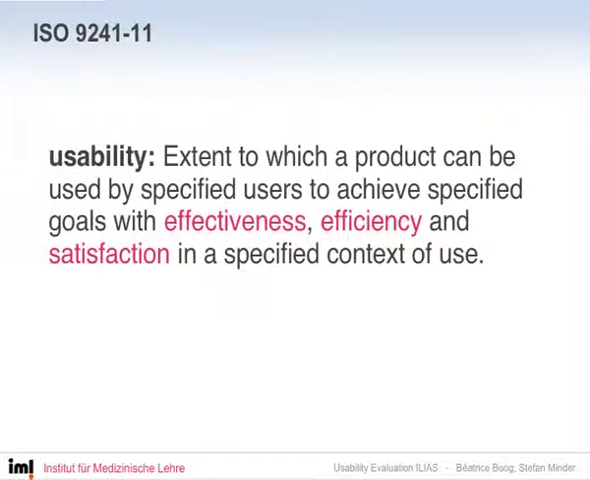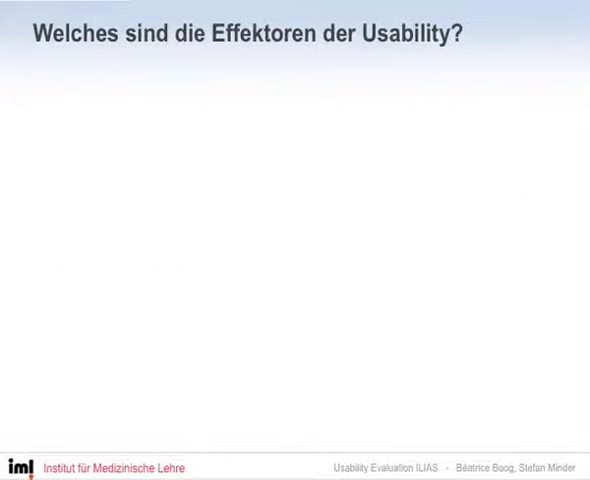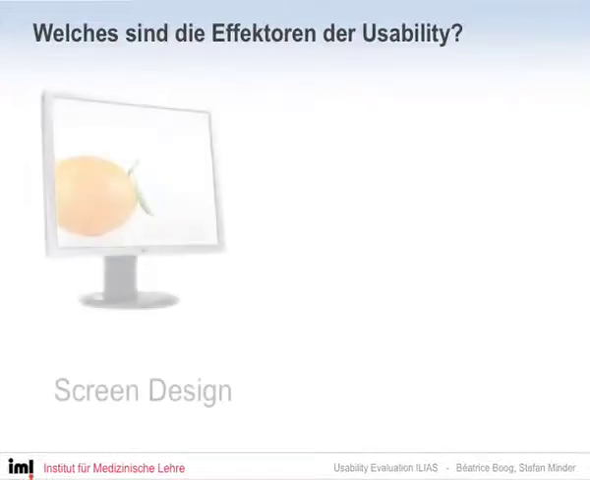Here the original text out of ISO 9241-11, usability: extent to which a product can be used by specified users to achieve specified goals with effectiveness, efficiency and satisfaction in a specified context of use. Now, when you have a look at ILIAS, if you use it, where exactly does the usability, let's say, live? Where is it? Where are the usability effects?